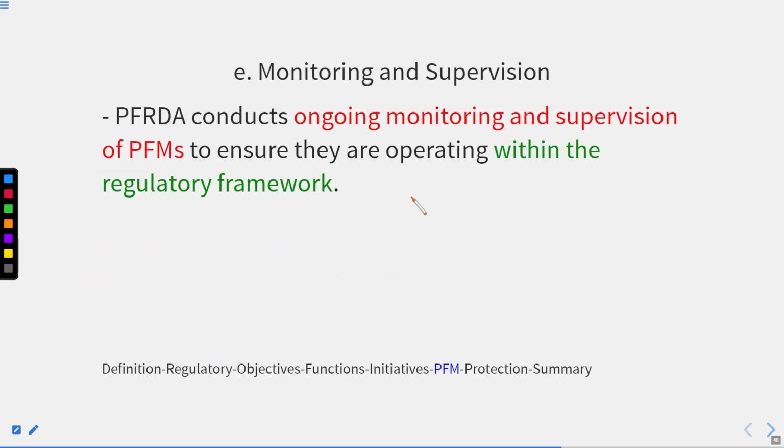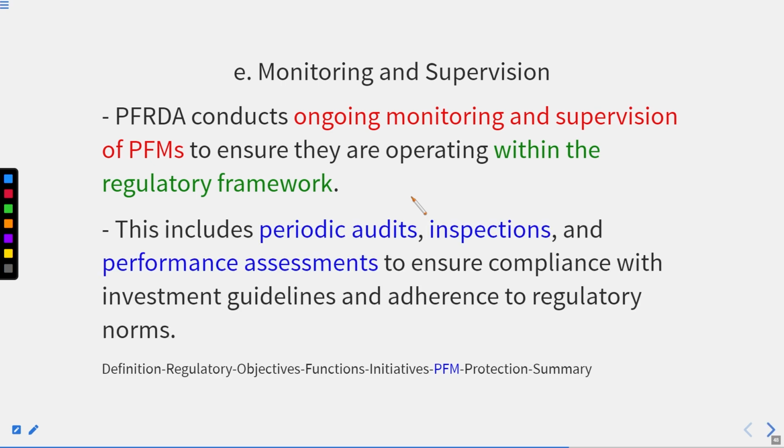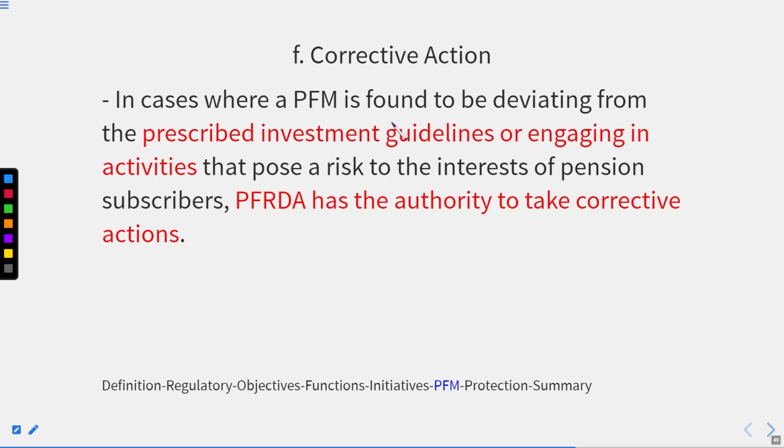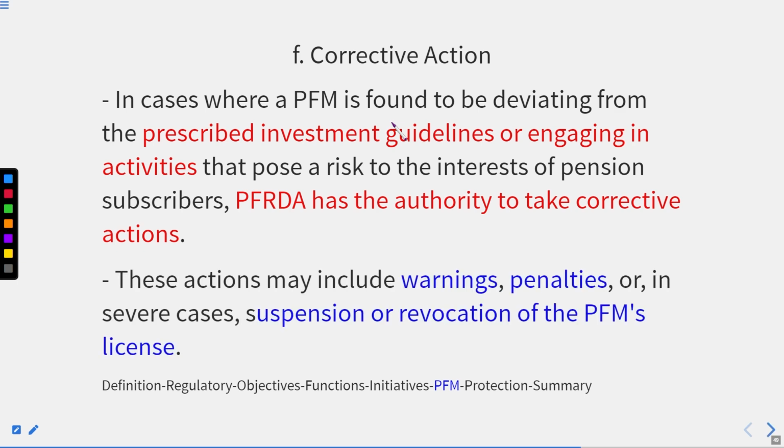Thereafter, monitoring and supervision. PFRDA conducts ongoing monitoring and supervision of PFMs to ensure they are operating within the regulatory framework. This includes periodic audits, inspections, and performance assessments to ensure compliance with the investment guidelines and adherence to the regulatory norms. Thereafter, now we have the corrective actions. In cases where a PFM is found to be deviating from the prescribed investment guidelines or engaging in activities that pose a risk to the interests of pension subscribers, PFRDA has authority to take corrective actions. These actions may include warnings, penalties, or in severe cases, suspension or revocation of the PFM license. So this is the part of the corrective action.